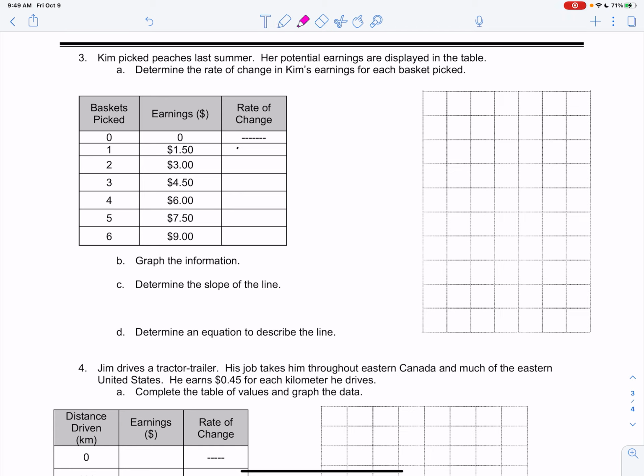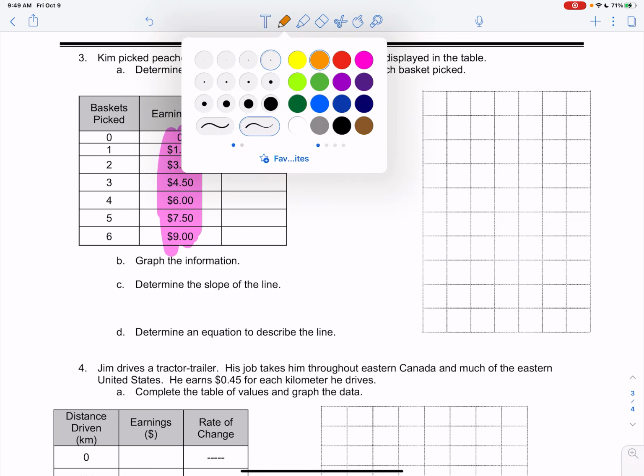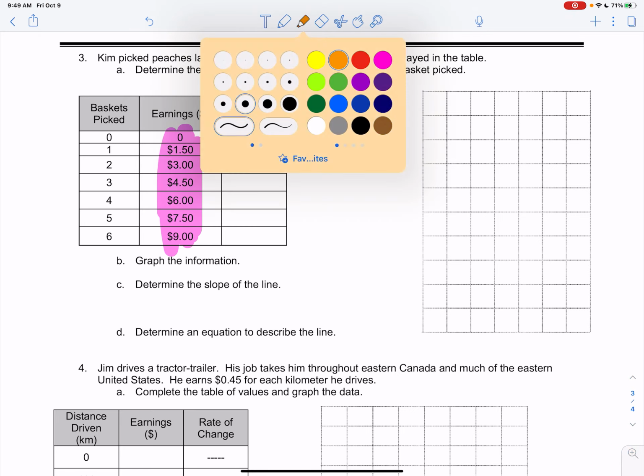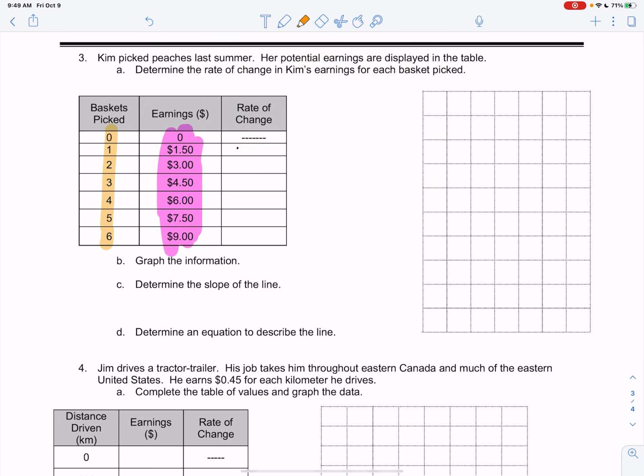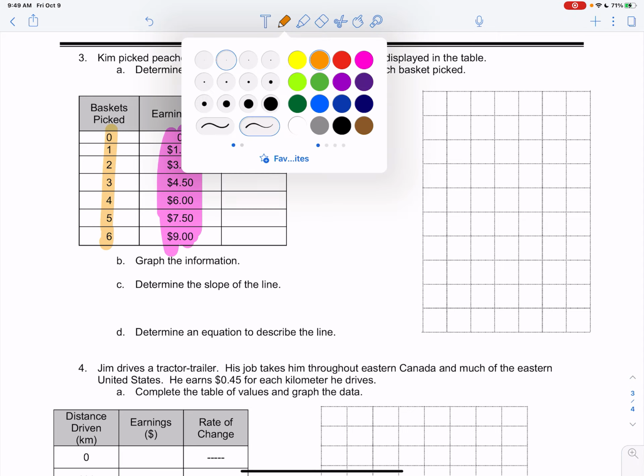So we've got here, Kim picks peaches last summer. Her potential earnings are in the table. It's very much like the first question. Notice it's a $1.50 increase every time. As she picks more baskets of peaches, she gets a $1.50 increment each time. So that means the rate of change here is going to be $1.50.